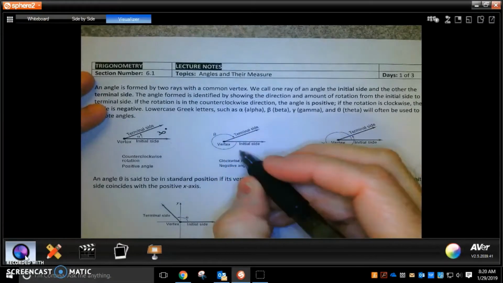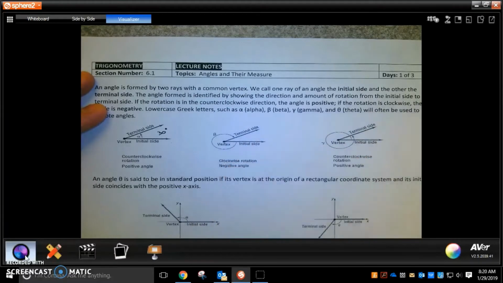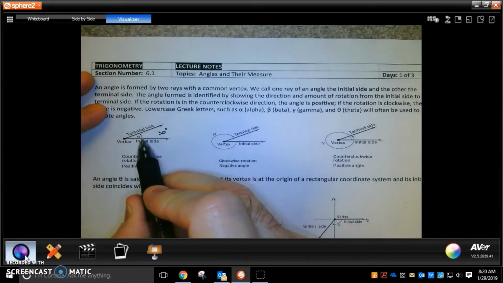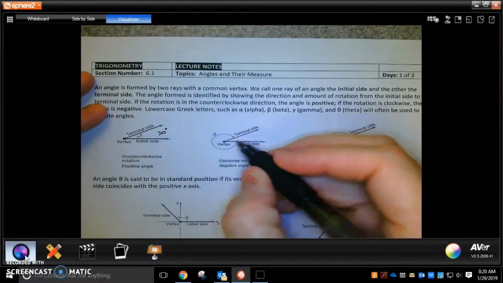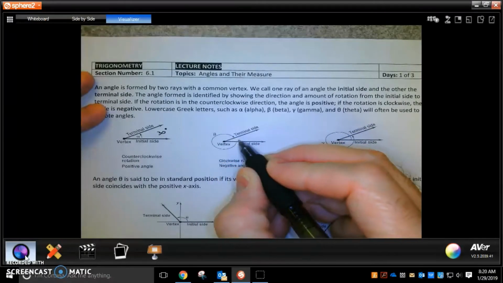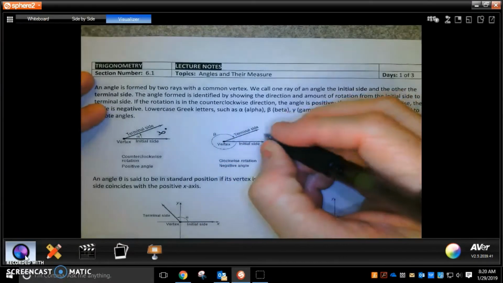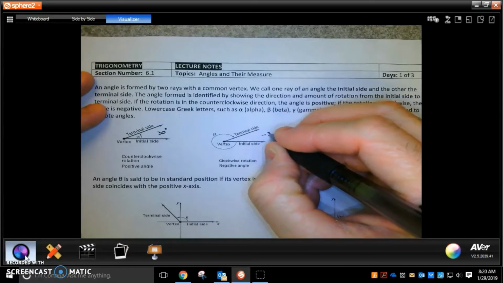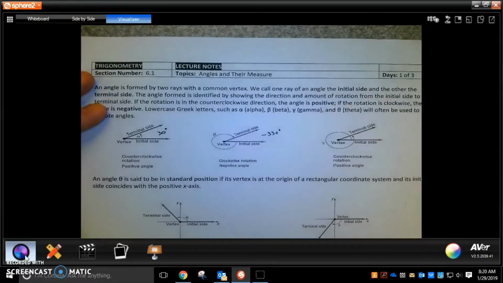Now the one next to it, exact same angle, but if you look at this arrow right here, they're measuring it in the clockwise direction. And a clockwise rotation means that it's a negative angle. So if this is 30 degrees going this way, and this is almost all the way around like a complete circle, except for that 30 degrees, then this would be a negative 330 degree angle.